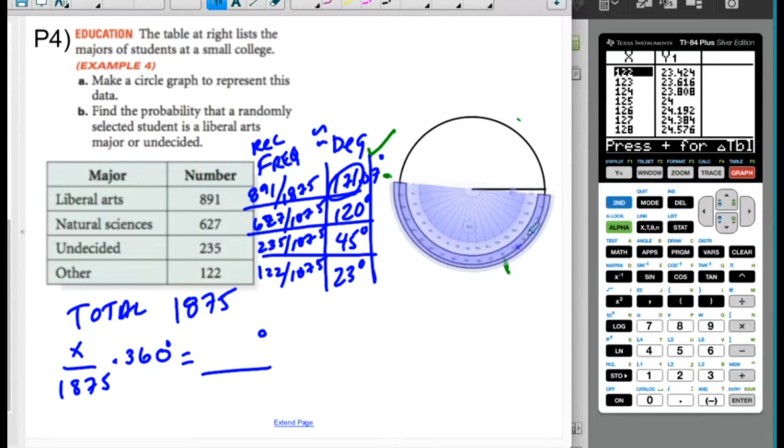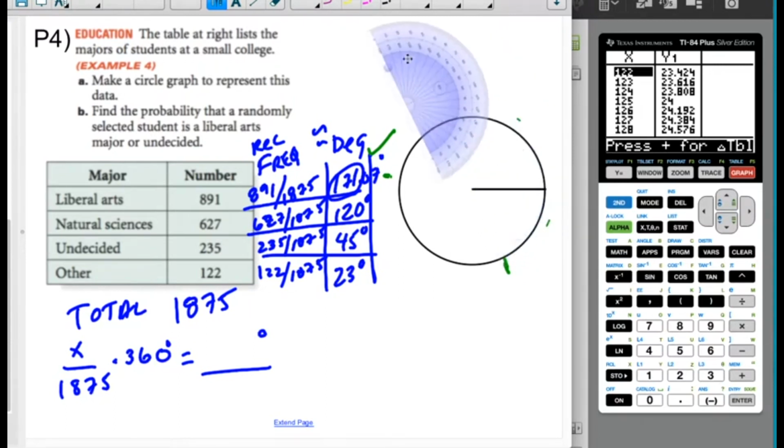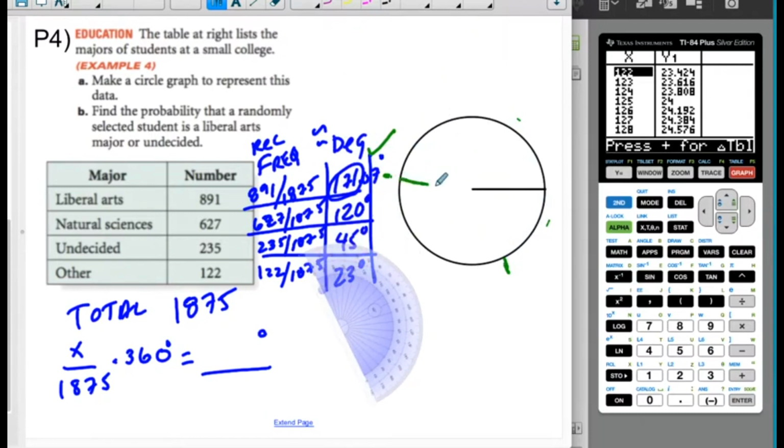And then again, I'm going to cheat and rotate. From that line where the 120 is, I want a 45 and a 23. Well, there's 1, 2, 3, 4. So that's about my 45 and my 23. It's not perfect, but you get the gist. Again, this is definitely not the best circle graph you've ever seen, but it's also not the worst thing that's ever happened. So we'll do something akin to about there.